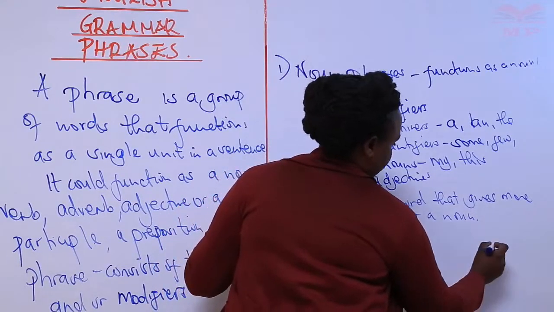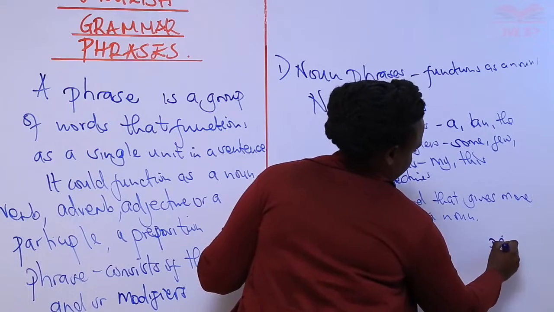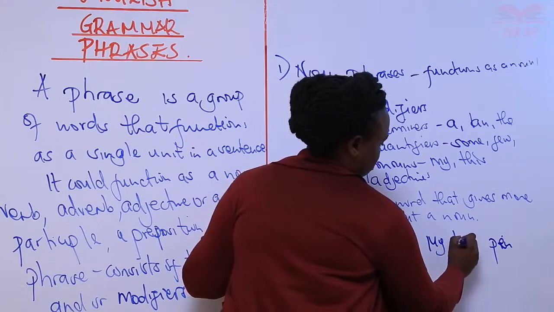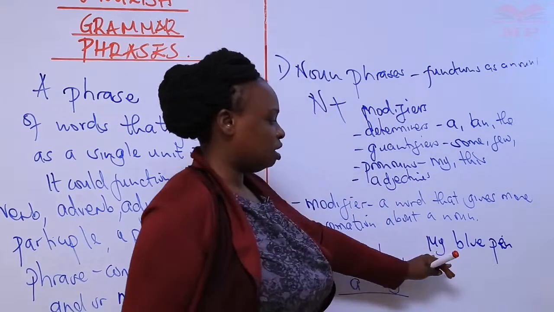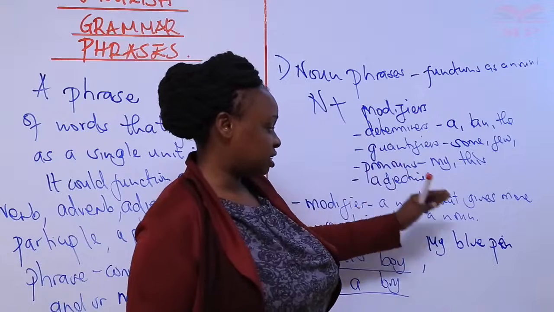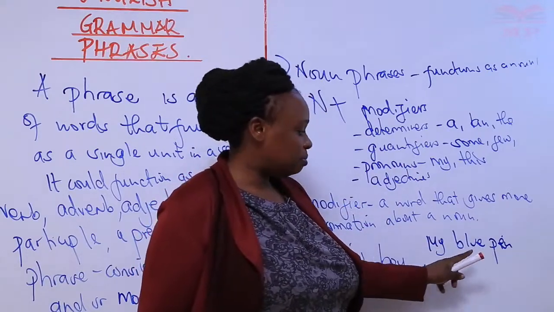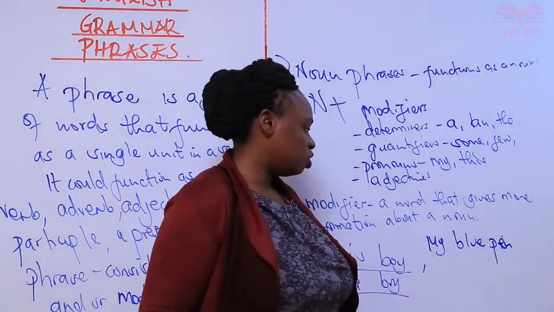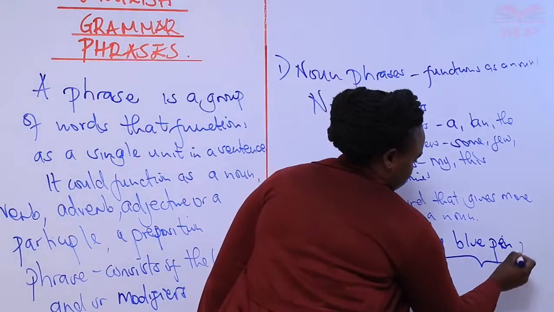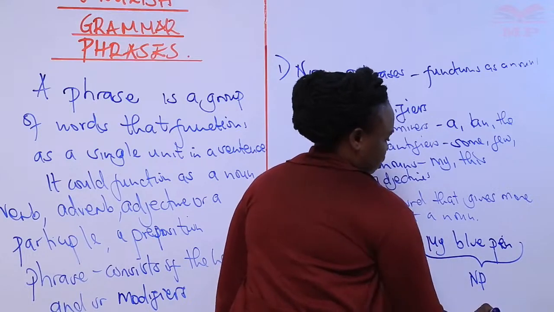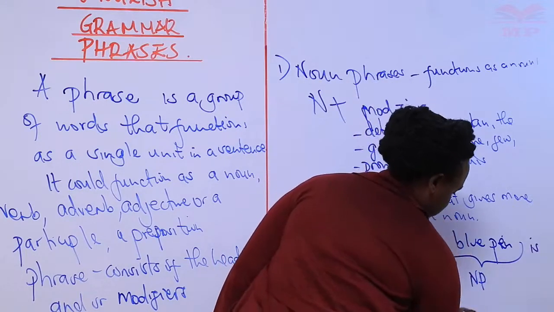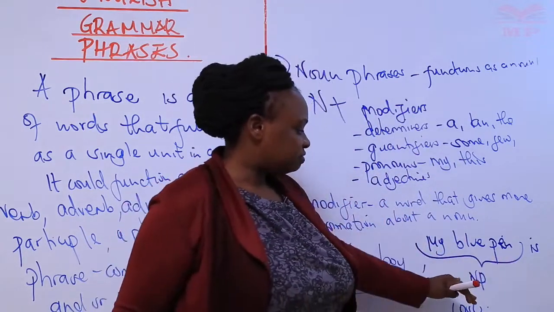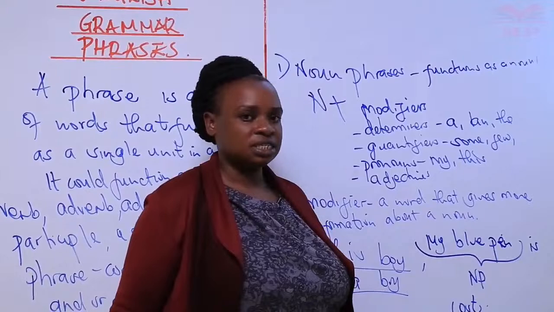Give me a word like pen. You can add my blue. Already you have, this my blue are modifiers. They make up the noun phrase. They must work with the noun because they give us more information about the noun. So all of them, they are called what? This is a noun phrase. So in the sentence "my blue pen is lost", my blue pen is functioning as a noun.